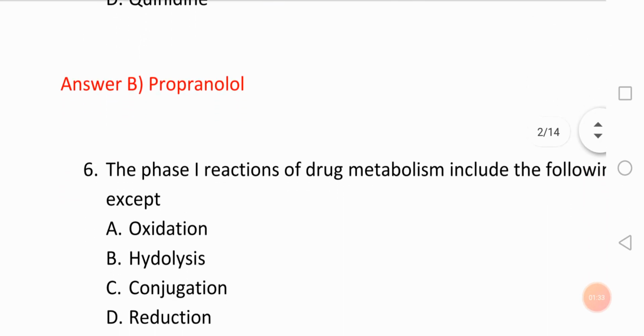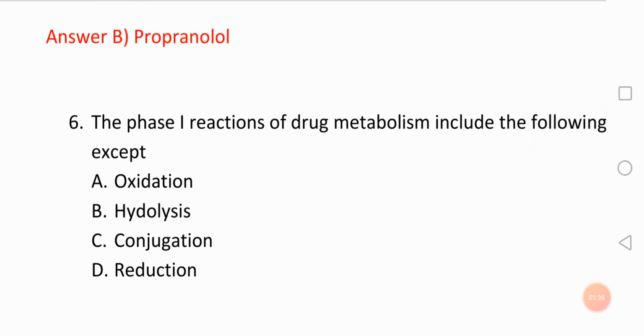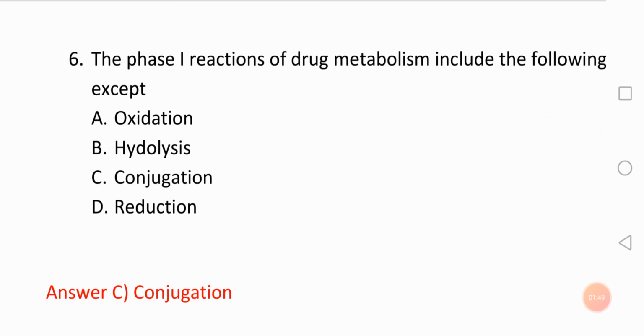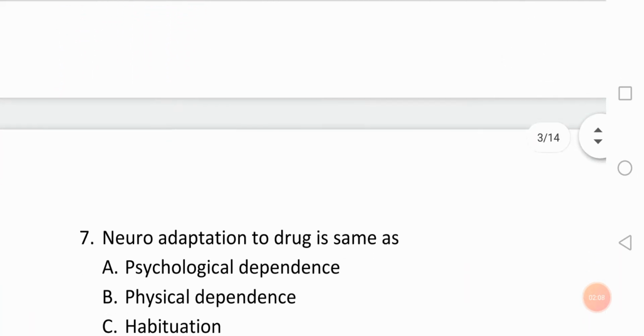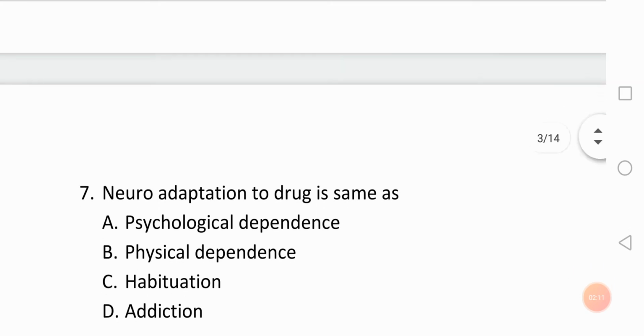And the next, sixth question is, the phase 1 reactions of drug metabolism include the following except: A part, oxidation, B part, hydrolysis, C, conjugation, and D, reduction. And the answer is C part, conjugation. Phase 1 reactions of drug metabolism include oxidation, reduction, hydrolysis, cyclization, and decyclization, while phase 2 include conjugation, acetylation, and methylation.